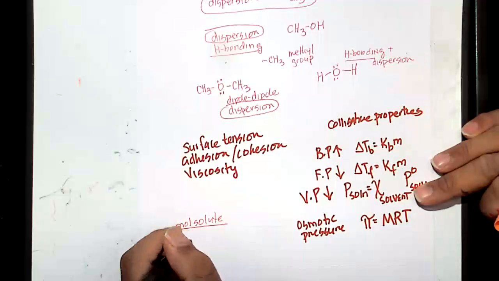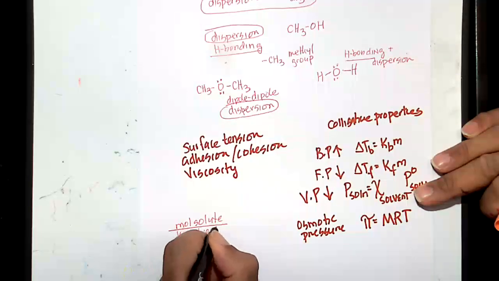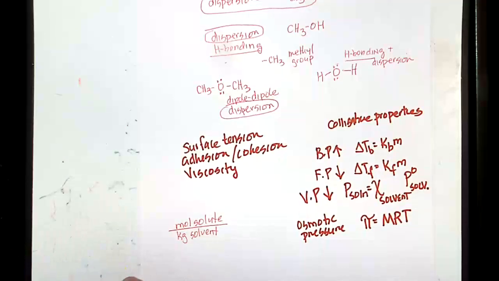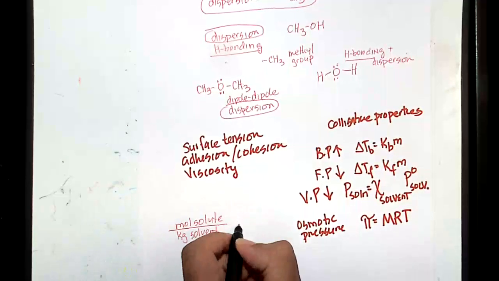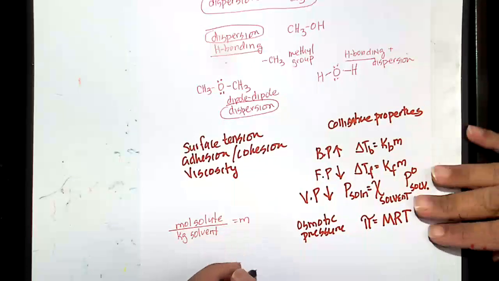Okay, you're going to write moles of solute over what? Don't write moles over kilograms. Okay, a lot of people do that. What do you say? Moles of solute over kilograms of solvent. Okay, that's one type of concentration.